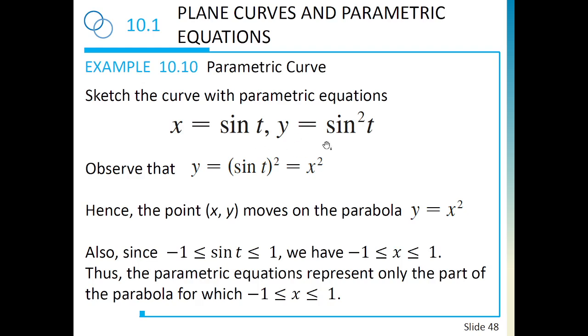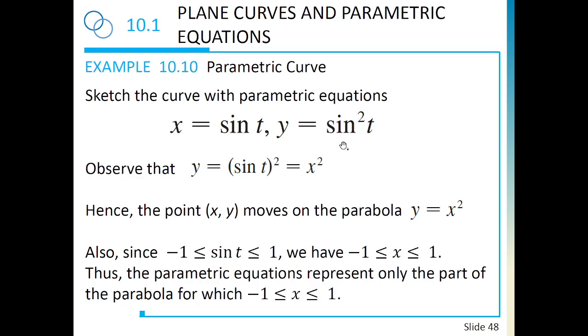But because of my expression here, actually I cannot. X needs to be between -1 and 1. Y is sine square. So regardless of the value of t, sine square is between 0 and 1. So x's are between -1 and 1, and y's are between 0 and 1. So suddenly, this restriction is encoded here in the parametric equations.